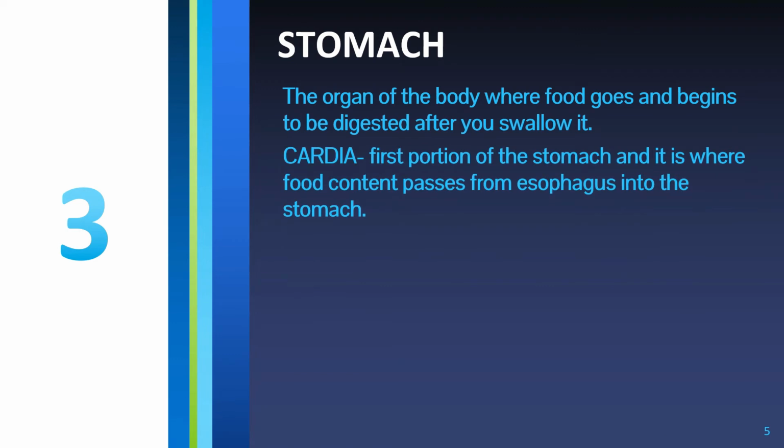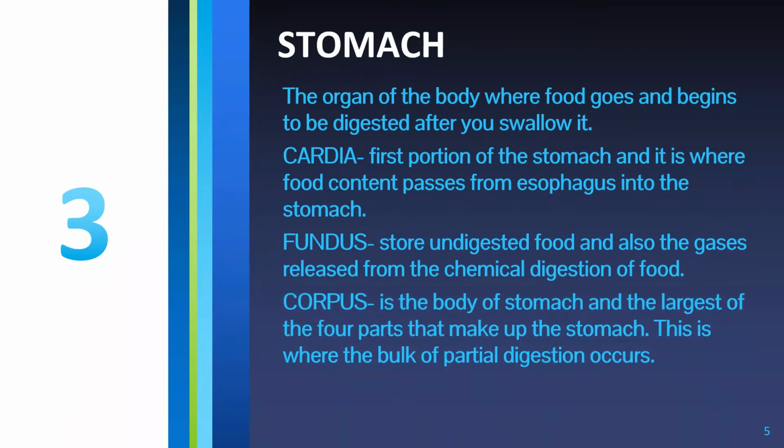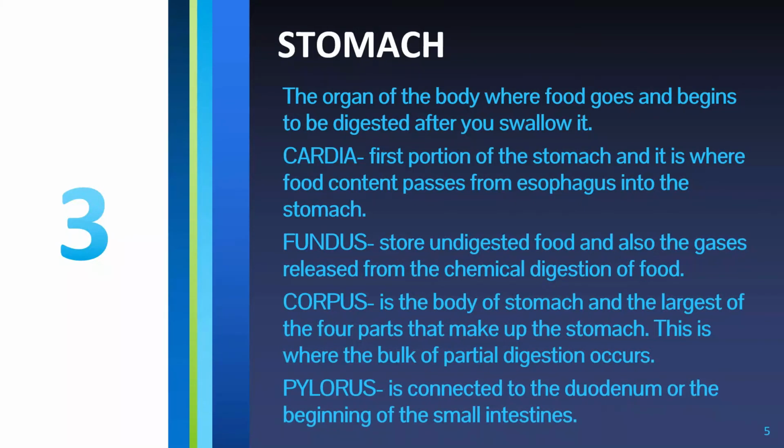So, cardia. Ito po yung mga parts ng ating stomach. So, the first one is cardia, first portion of the stomach, and it is where food content passes from esophagus into stomach. Next, fundus, store undigested food and also the gases released from the chemical digestion of food. Corpus is the body of stomach and the largest of the 4 parts that make up the stomach. This is where the bulk of partial indigestion occurs. And pylorus is connected to the duodenum or the beginning of the small intestine.